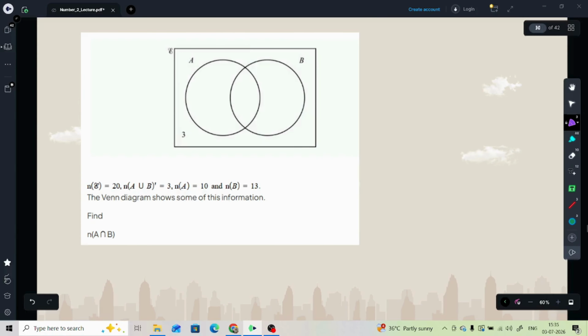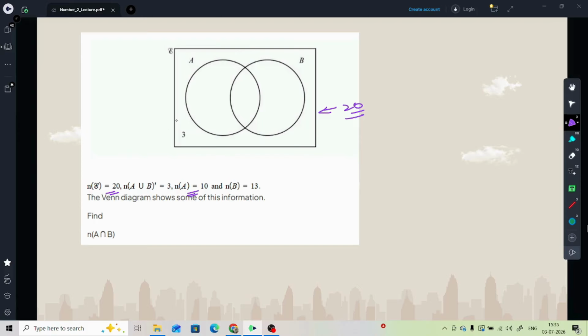Now let's do these questions very quickly, it's very easy. Try it out from your side and then we can start. Let's do it. So the number of elements in the universal set is given to us as 20. The number of elements in (A union B) complement is 3. So it has been mentioned over here.